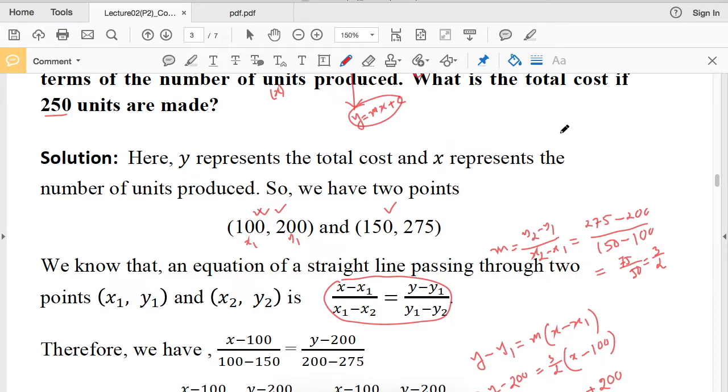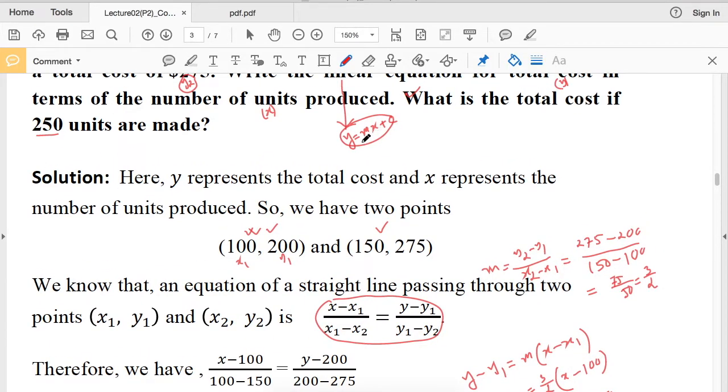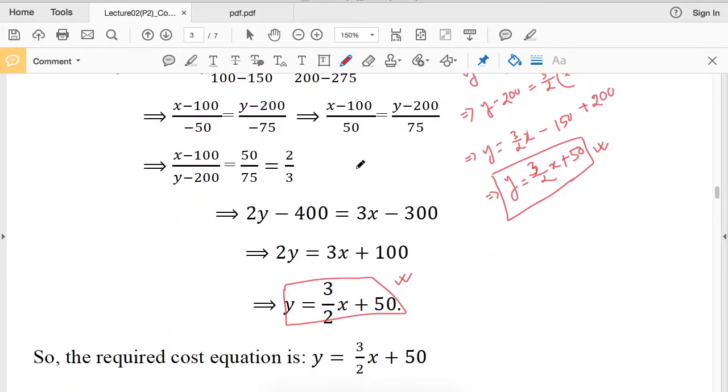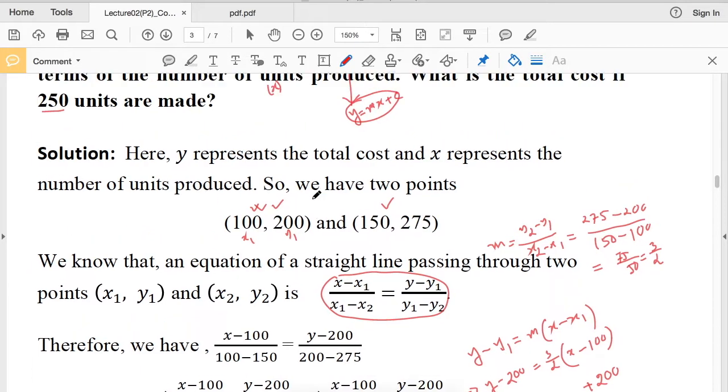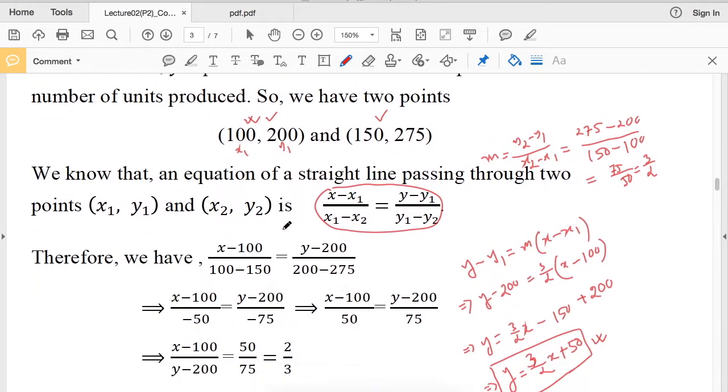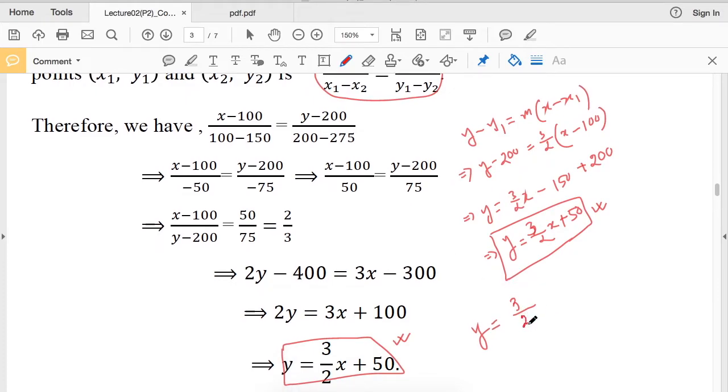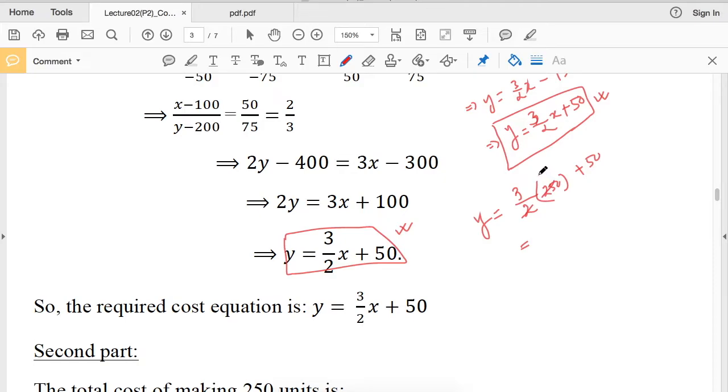Now the second part, what is the total cost? What is y if 250 units are made? So if you just put 250 for x, then you will get total cost y. 3 by 2 into 250 plus 50, which is equal, let us cancel this by 125, so it will be 375 plus 50, which is $425.